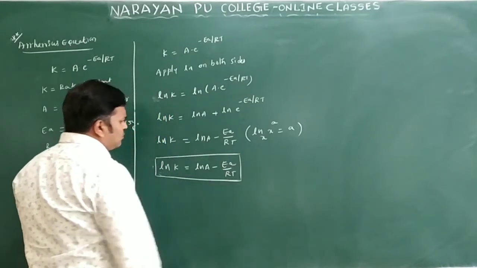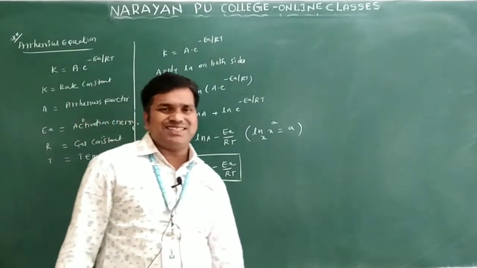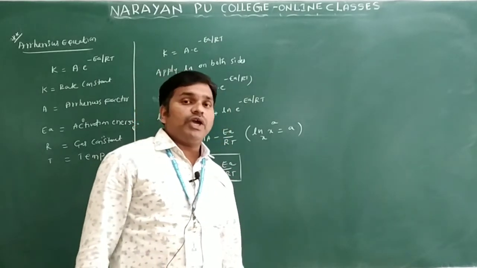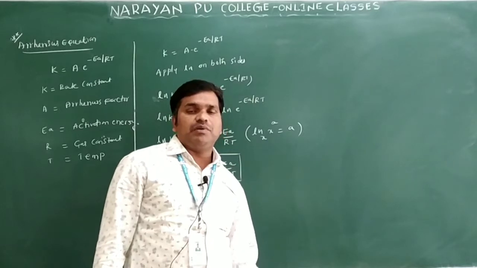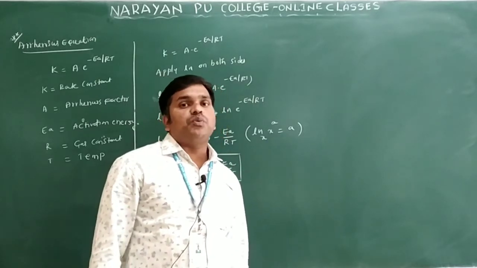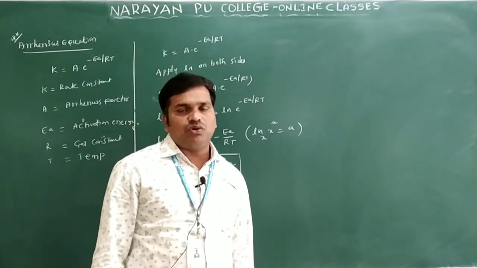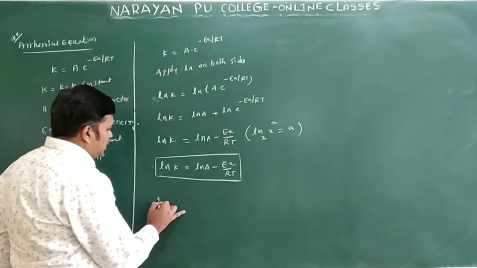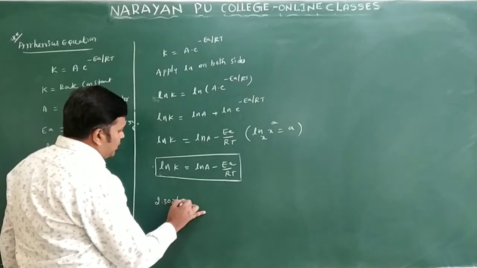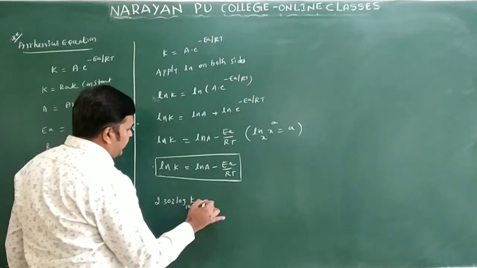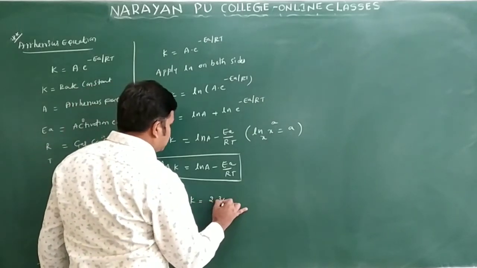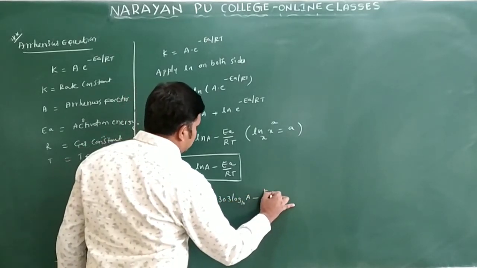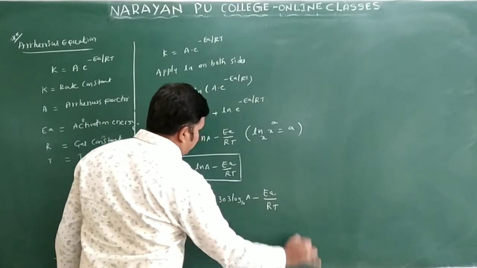Clear? Now I want to convert this formula, which is log base e, into log base 10. How can you convert it? You can multiply this entire equation with 2.303. Then it is converted into log base 10. So 2.303 into log k is equal to 2.303 into log A minus EA by RT.